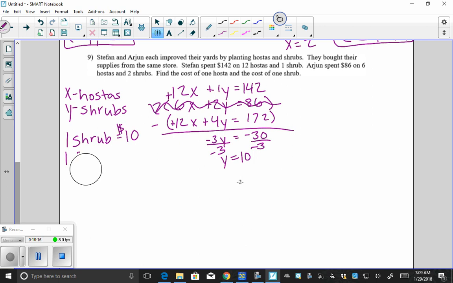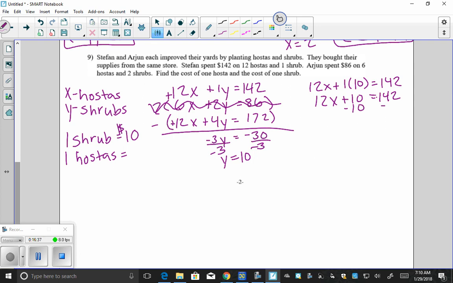To find out how much a hosta is, you plug in 10 for y. So 12x plus 1 times 10 equals 142. 12x plus 10 equals 142. Subtract 10 from both sides. 12x equals 132. Divide by 12. X equals 11. So a hosta costs $11.